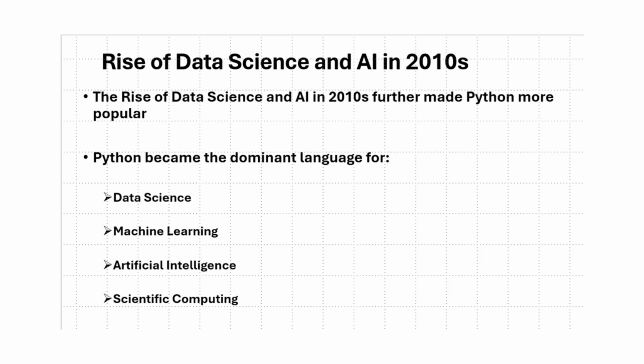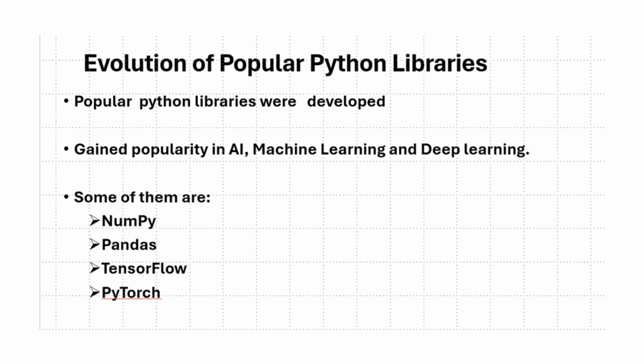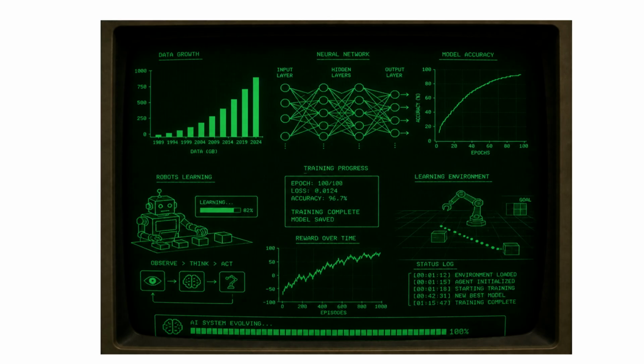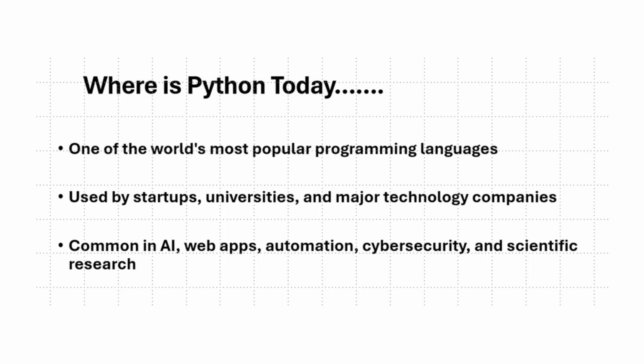Python became the dominant language for data science, machine learning, artificial intelligence, and scientific computing. Many popular Python libraries and tools like NumPy, Pandas, TensorFlow, and PyTorch were developed and gained enormous popularity in machine learning and deep learning in particular.